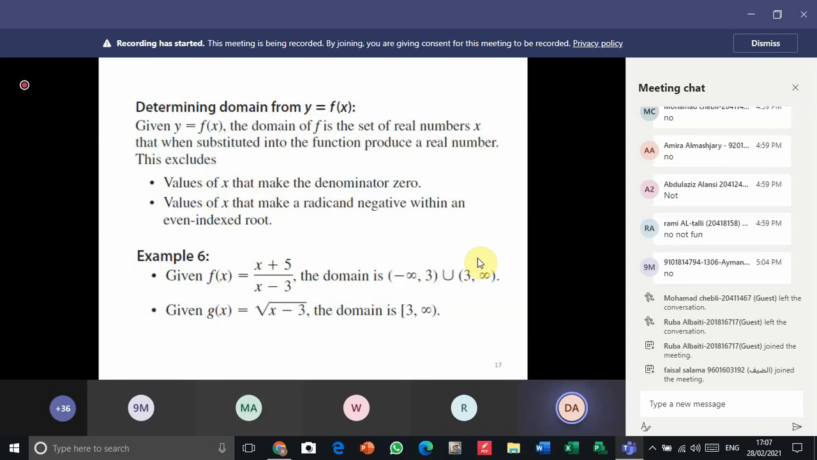How can we find the domain of y? What's the domain of y? I ask you, what's the domain of y, or the function? What's the meaning of domain?